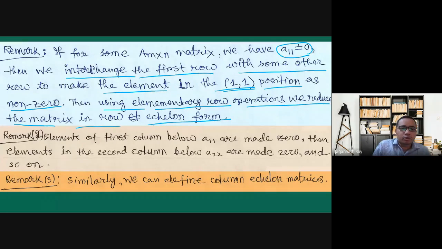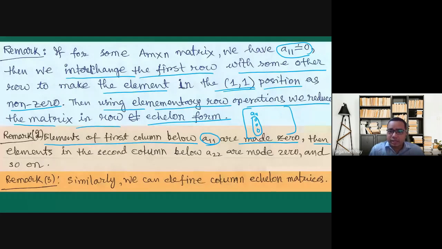Now, if you think about the columns, the elements of the first column below A11, which are supposed to be 0 in the row echelon form, are made 0. Then the elements in the second column below A22 will be made 0 by elementary row operations, and in this way we'll proceed.